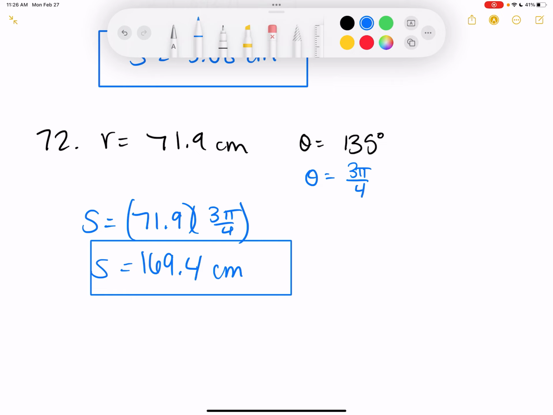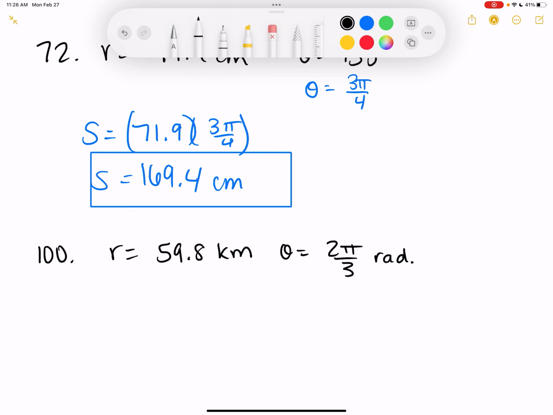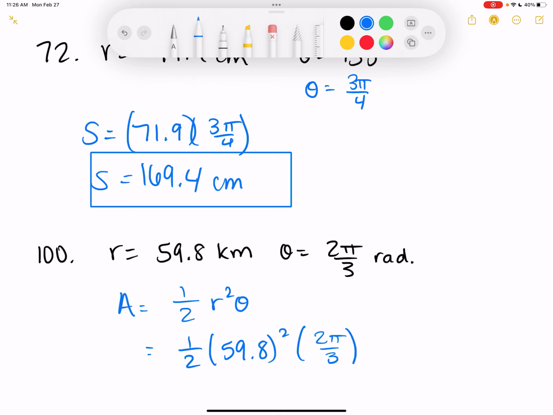All right, area. 100. R equals 59.8 kilometers. Theta is 2 pi over 3 radians. So area is equal to 1/2 r squared theta. So 1/2 times 59.8 squared times 2 pi over 3.